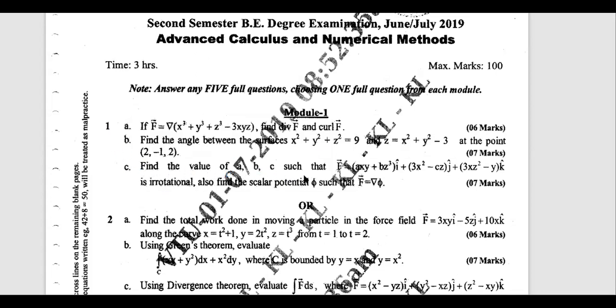Find the values of a, b, c such that f bar is (axy plus bz cube) i plus (3x square minus c) j plus (3x z square minus y) k is irrotational. Also find the scalar potential function phi.